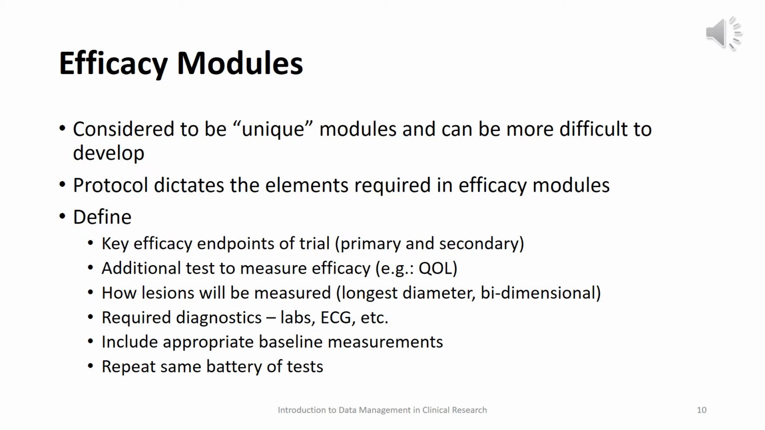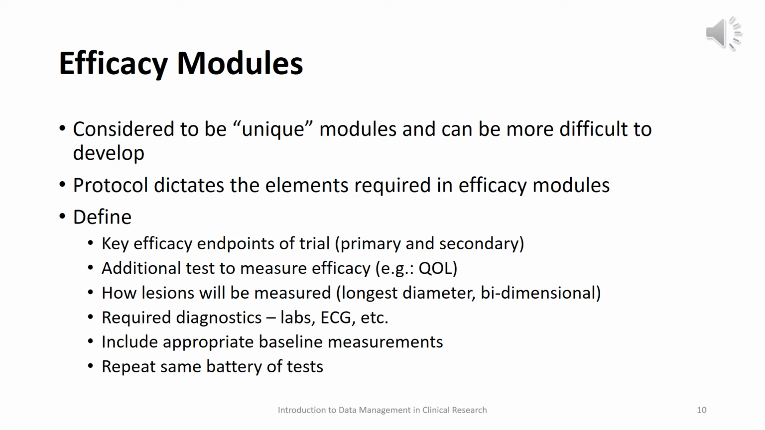And then the third element is going to be our efficacy modules. Now, these are considered to be unique modules and can be a little more difficult to develop, but these are going to be the modules that collect the data related to our primary and secondary efficacy endpoints. Now, the protocol is going to dictate the elements that are required in the efficacy model. So a couple of these might include key efficacy endpoints for the trial, both primary and secondary.